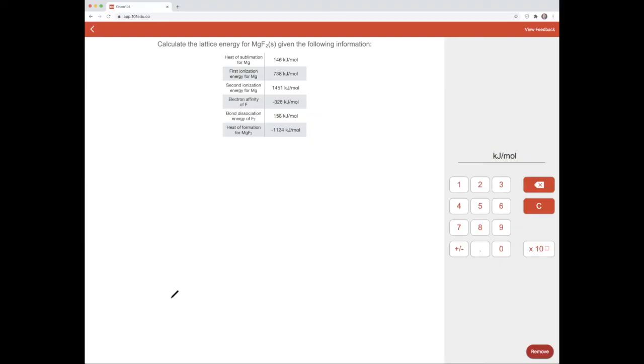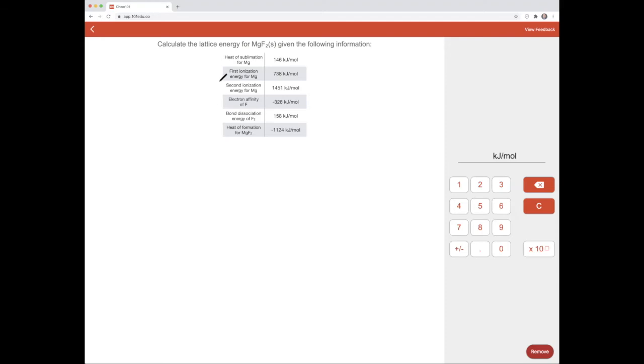This is question number 65 in your extra practice assignment. I wanted to demonstrate how to solve this problem for two reasons. First of all, it's just another example of the Born-Haber cycle type question. But also I wanted to illustrate a difference between the way that I teach this and the way that Chem 101 expects to see the answer. We'll highlight that at the end.